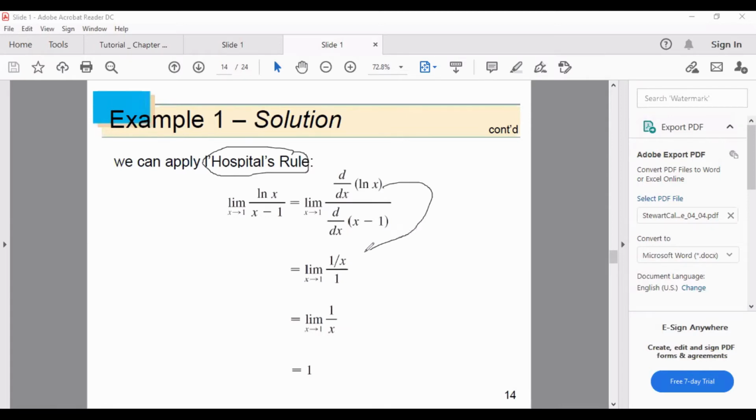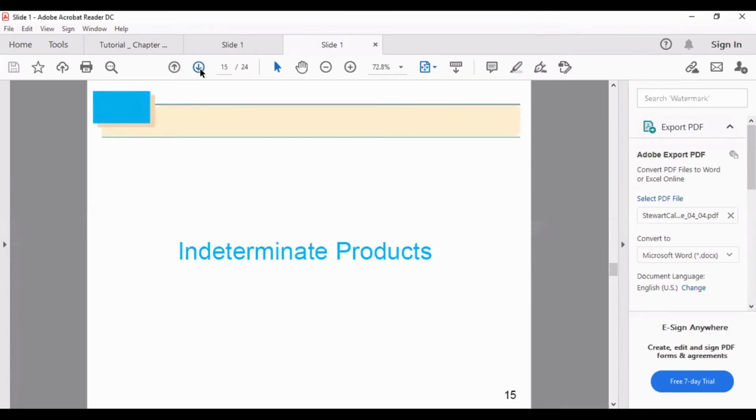The derivative of ln x, as you know, is 1 over x, and the derivative of x minus 1, as you know, is 1. Now it becomes 1 over x. However, 1 over x is an easy limit, because when x goes to 1, 1 over x also goes to 1. That's why this limit is equal to 1. When we apply this rule, which is called L'Hospital's rule, we solve the problem. I hope it's clear. Any question before moving on? Maybe we did this last Sunday, but anyway, it's just a review.